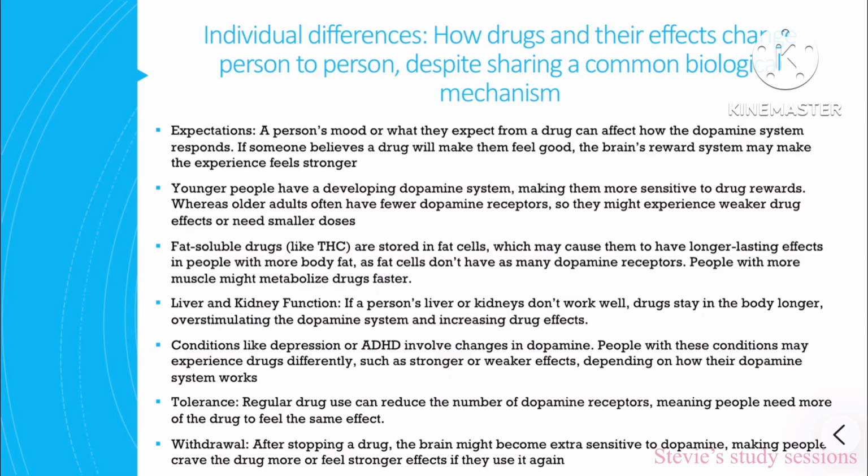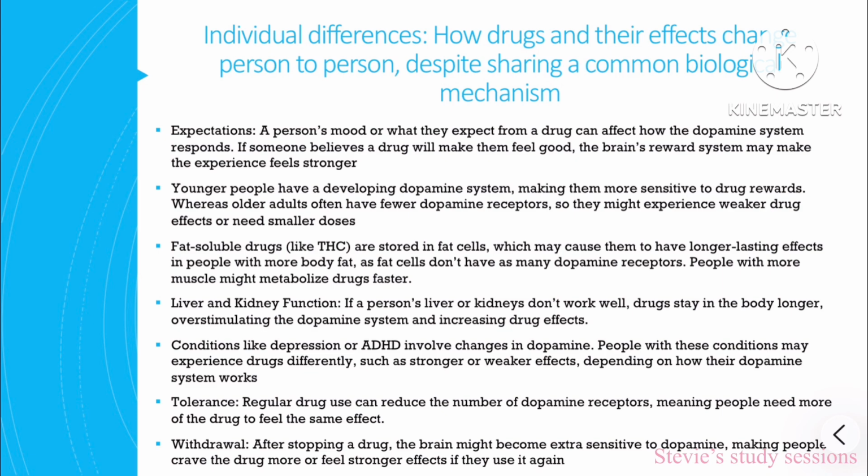Fat-soluble drugs are stored in fat cells, which may cause them to have a longer-lasting effect in people with more body fat. Fat cells don't have as many dopamine receptors. People with more muscle may metabolize drugs faster. Liver and kidney function: if a person's liver or kidney doesn't work well, then drugs may stay in the body for longer, overstimulating the dopamine system and increasing the effect.